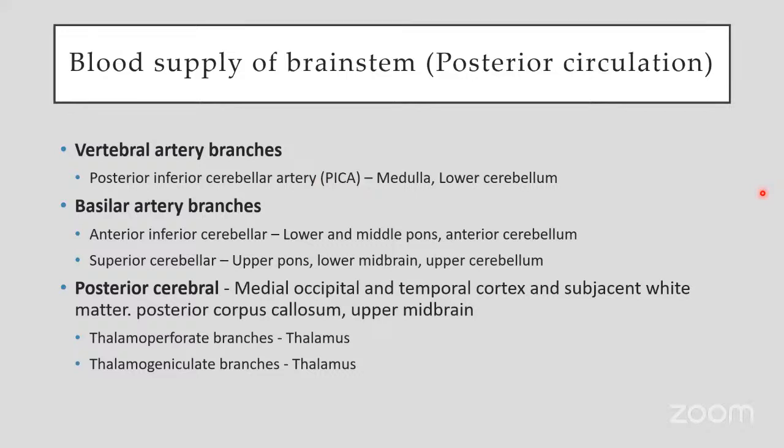Blood supply of the brainstem. It arises from the posterior circulation. The two vertebral arteries combine to form the basilar artery. Before the combination of the two vertebral arteries, it gives rise to the anterior spinal artery, the posterior spinal artery, and the posterior inferior cerebellar artery. The posterior inferior cerebellar artery supplies the medulla and the lower cerebellum.